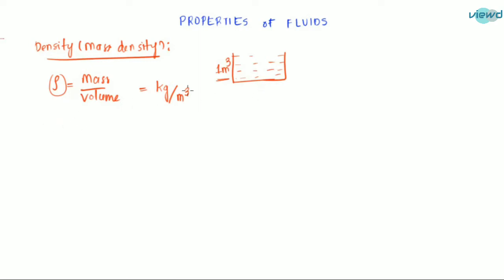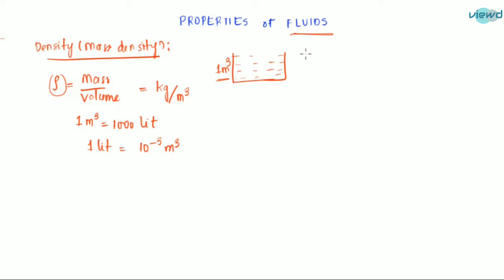Sometimes a fluid is measured in liters. So 1 meter cube is equal to 1000 liters, and 1 liter is equal to 10 power minus 3 meter cube. So we need to be aware of this unit conversion.